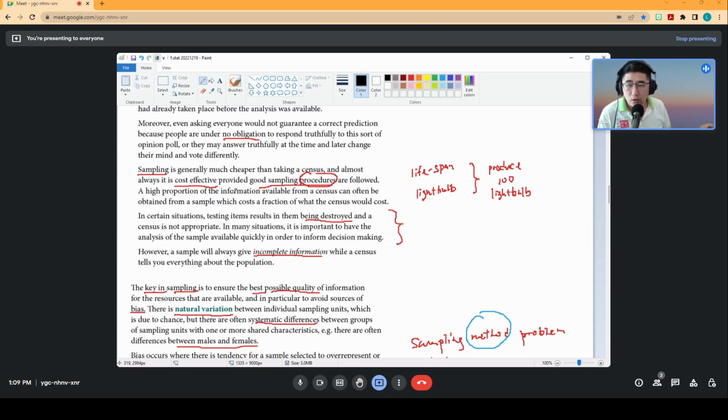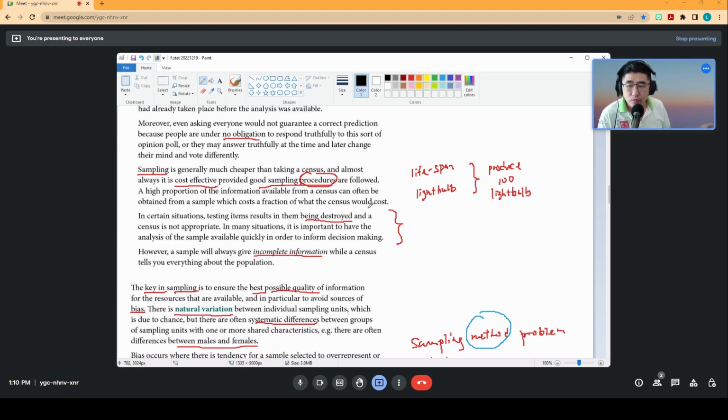So a high proportion of the information available from a census can often be obtained from a sample at a fraction of what the census would cost. In certain situations, testing causes the item to be destroyed, and a census is not appropriate. Okay, so I'll give you light bulbs as an example here. When you want to investigate the lifespan of a light bulb, you have 100 of them, but you cannot use all 100, or else you are not able to sell any of them.